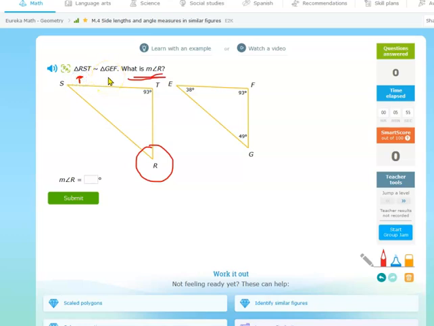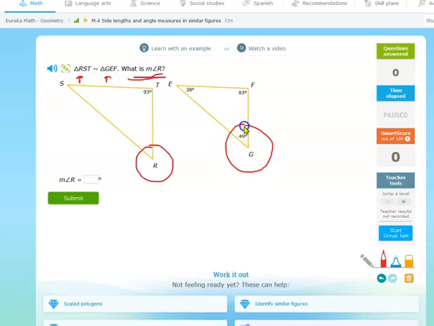And then I'm just going to look at the other part of the similarity statement, and I'm going to find the first letter. Okay, first letter matches with first letter. So R and G are corresponding angles. So our correct answer is just 49. That's it. We're just going to copy that angle measure, and I'm going to go ahead and hit submit.